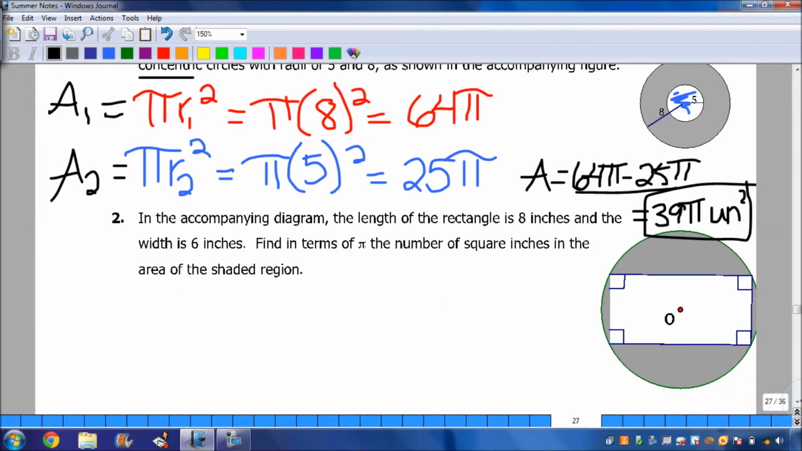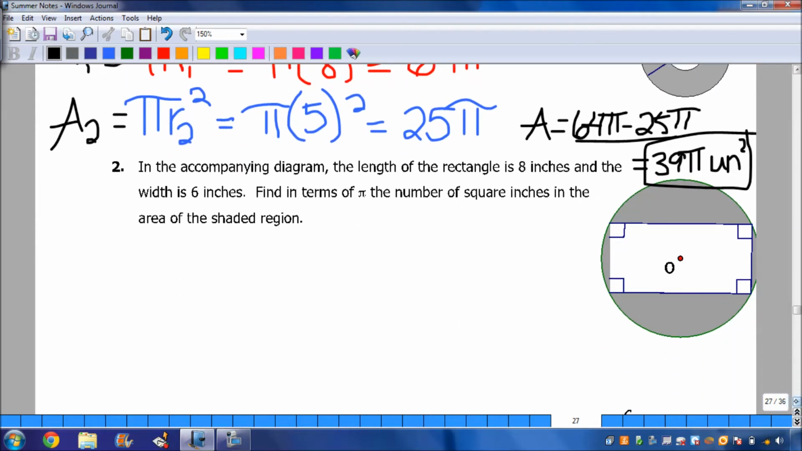So in question number 2, in the accompanying diagram, the length of one side of the rectangle is 8 inches and the width is 6 inches. So that means I'm going to label this here 8 and this here 6. And it says find in terms of pi the number of square inches in the shaded region. So here's where things get a little bit tricky.